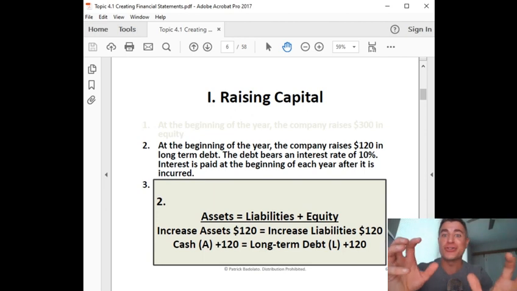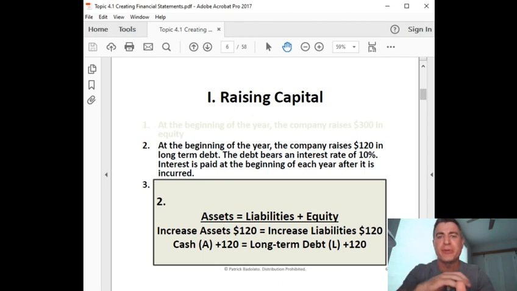The idea of the balance sheet balancing is just representing what's actually going on at the business. All pieces, not an incomplete representation. I do have more cash, but I also have a liability outstanding. I now owe that bank for the amount that it lent me, $120. All right, it mentions interest there.